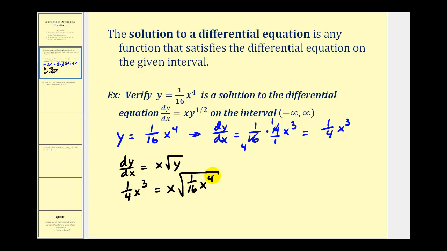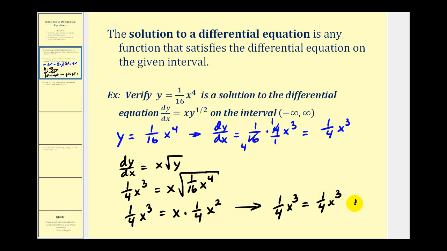1/16 x to the fourth is a perfect square, so we have 1/4 x to the third equals x times the square root of 1/16, which is 1/4. The square root of x to the fourth is x to the second. It looks like we have it. 1/4 x to the third is equal to, this would be 1/4 x to the third. Therefore, this verifies the given function is a solution to this differential equation.